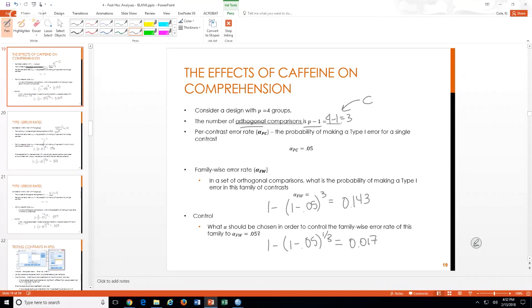Okay, so I have the answers up here for you to check through. The next one, we had 4 groups, so there are 3 orthogonal contrasts in that set. We have a family-wise error rate here. That would be 0.143, but that's too high. In order to control it, we want to do each of the contrasts at 0.017. Did y'all get that?